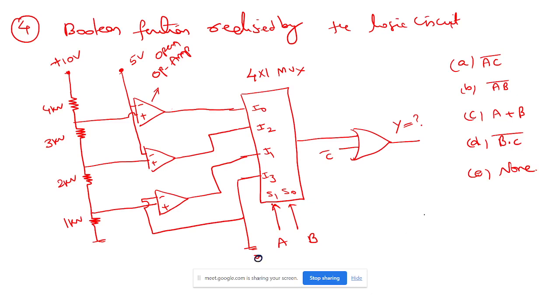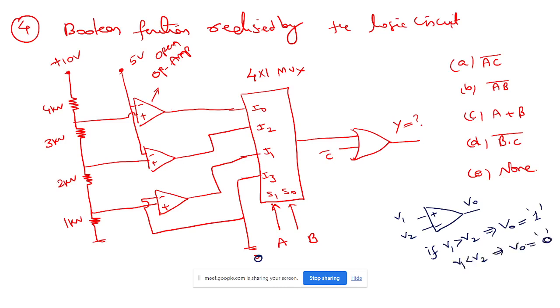This is for some of you who don't know about op amp, it works like this. Okay, this is V1, V2. If V1 is greater than V2, then V0 will be logic 1. If V1 is less than V2, then V0 is 0. Okay, like a comparator, just a basic comparator.